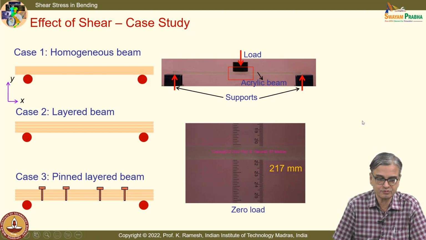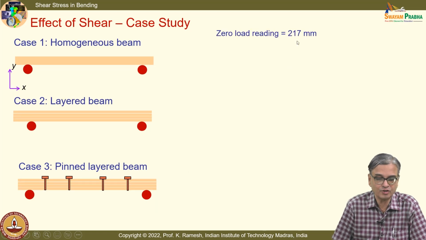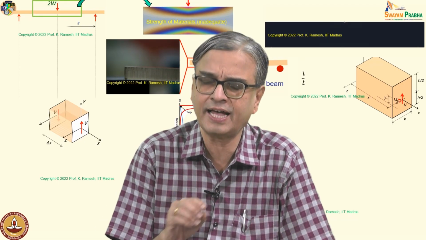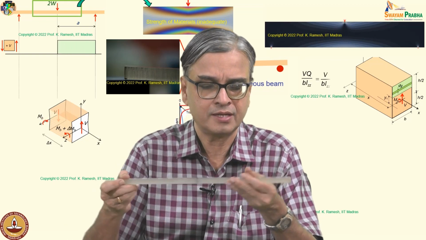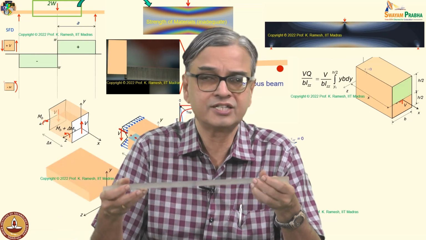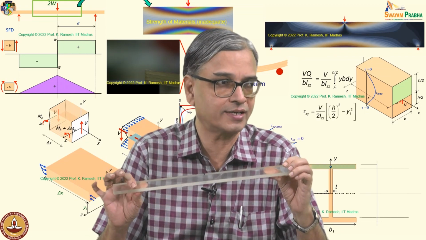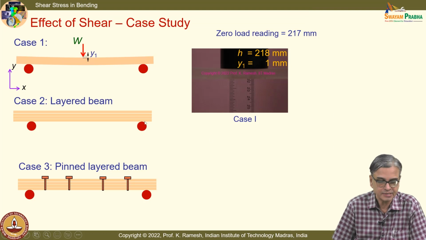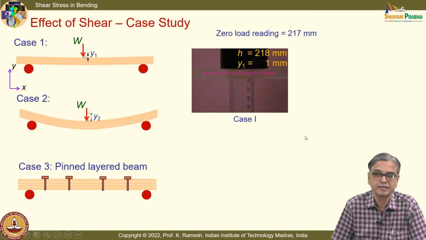Okay, so let us do the experiment. Zero loading is put as 217 millimeters. And then when I apply the load, it gets deflected. And now the deflection is 218. So it has deflected only by 1 millimeter. It's very, very small. When I have the perspex beam and I put the load, it's not as flexible like the plastic beam, it's very strong. And you have a deflection of only 1 millimeter. Suppose I put the load on the layered beam.